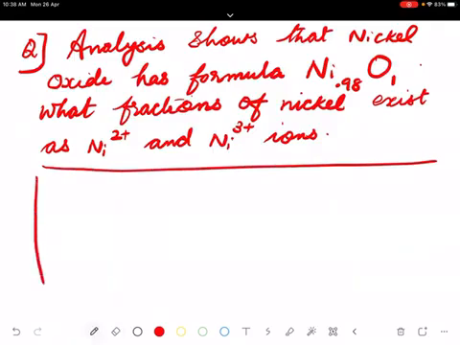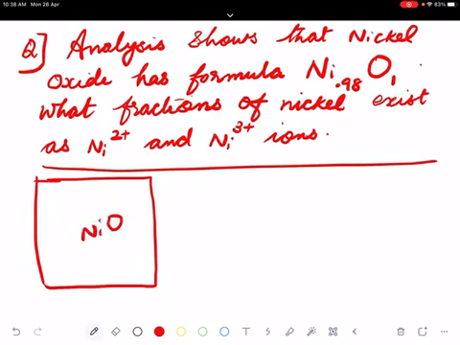So in this nickel oxide, it is deficient in nickel. Electrical neutrality is to be maintained. So for this Ni0.9801, for the easiness of calculation, I am writing it as Ni 98 and O 100. So in my crystal, I am considering Ni 98 and O 100.